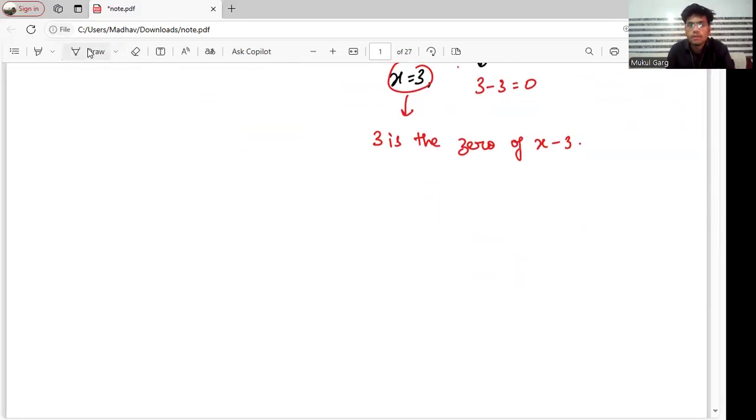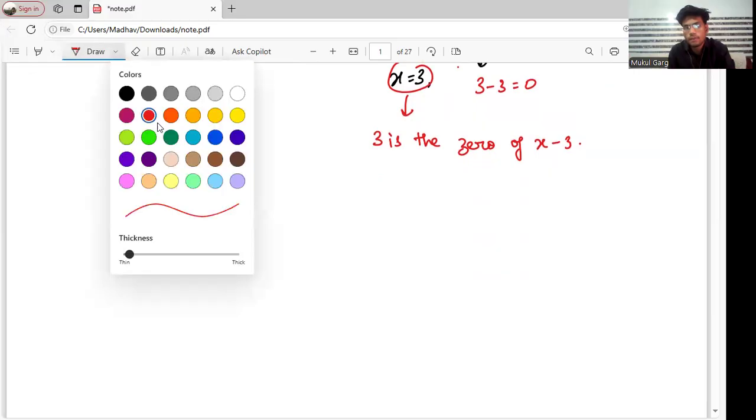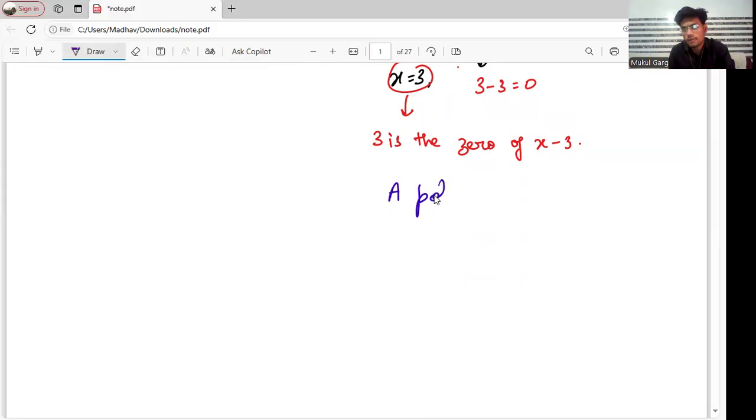Okay, it's so easy. And how to find the 0 of any polynomial? Suppose we have a polynomial p(x). p(x) means x is the variable of the polynomial, and p is a function in the variable x. So it can be anything like x minus 3. So how to find the 0 of a polynomial?